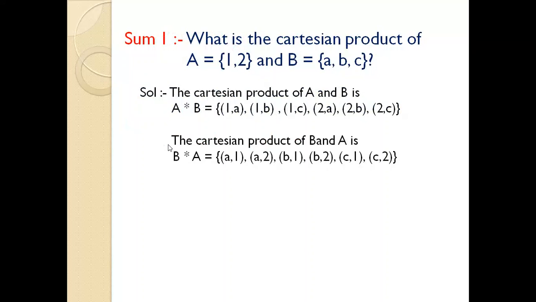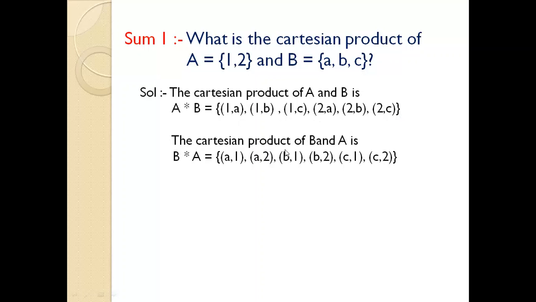We see one sum for better understanding of the Cartesian product. A has elements 1 and 2 and B has elements a, b, c. Now first we see the Cartesian product of A and B. First element of A we multiply with all elements of set B, like 1a, 1b and 1c. Now we take the second element and multiply with set B, like 2a, 2b and 2c. Here we see the Cartesian product of A and B.